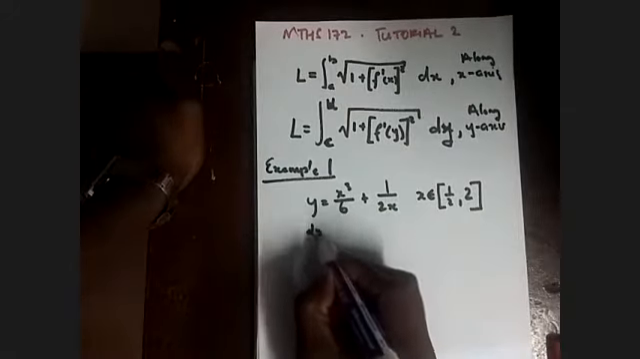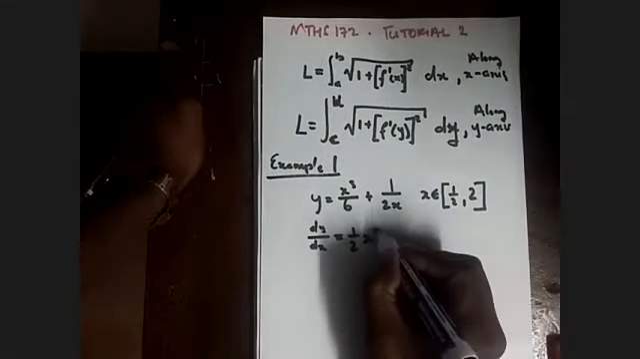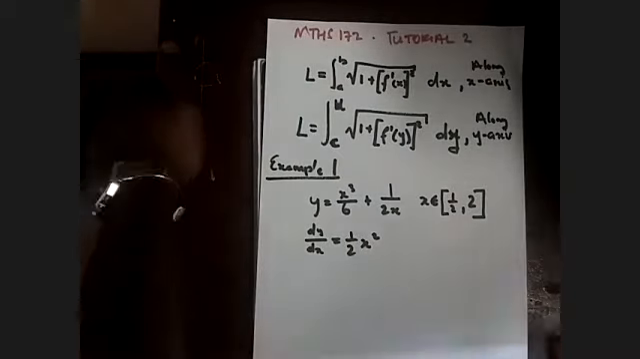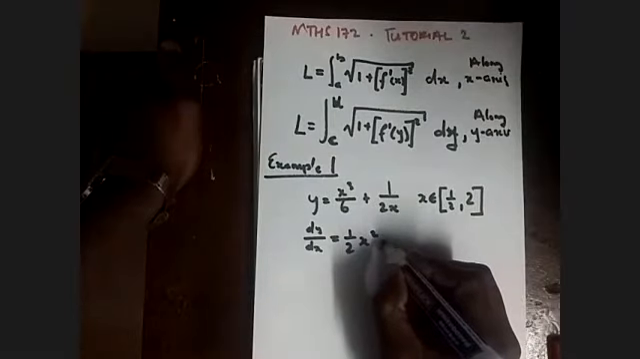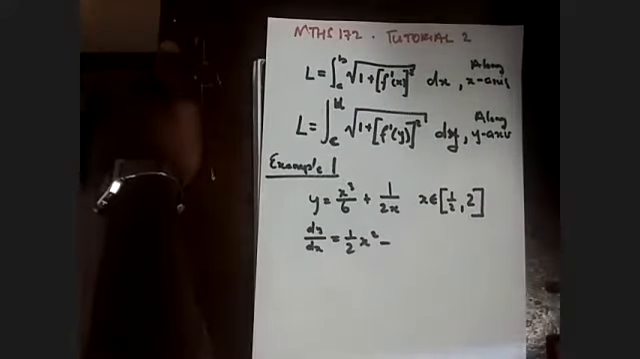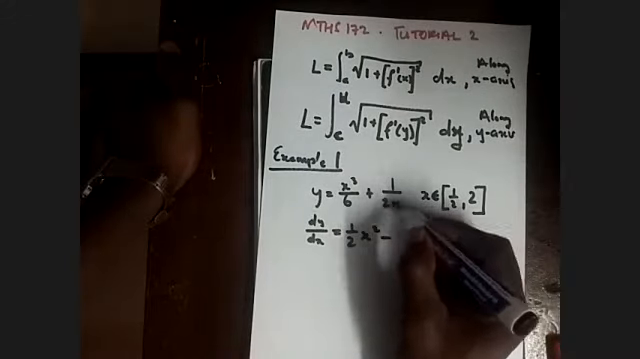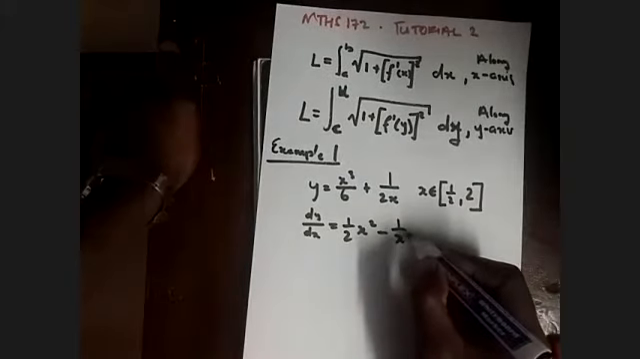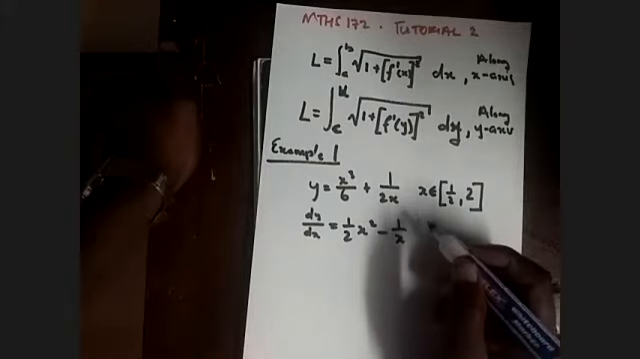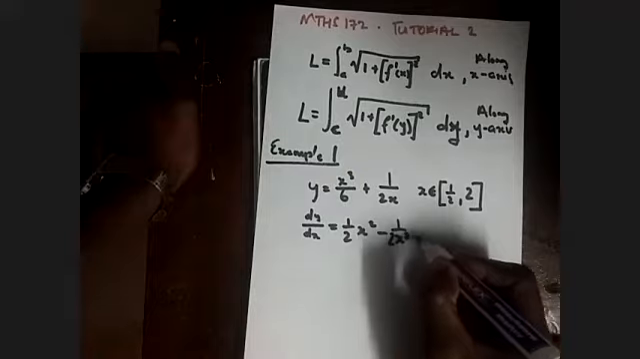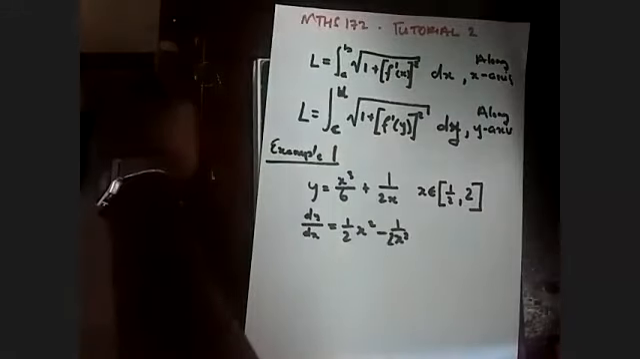Y prime, some can say dy dx. This will be equal to 1 over 2 x squared, minus, so I'm going to have negative 2, 1 over 2x squared. Okay, so I'm going to have something like this.